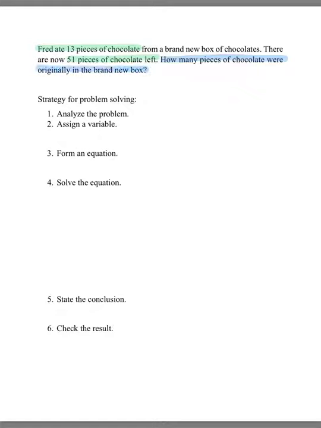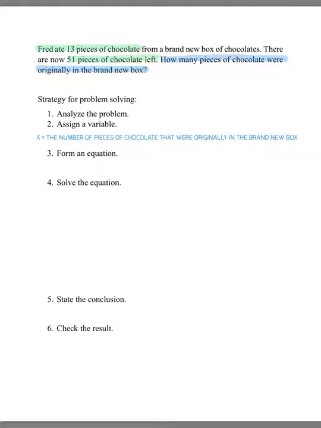So now we actually know what it is exactly we're trying to find. We want to determine the number of pieces of chocolate that were originally in the brand new box. Since that is what we're trying to find, that is going to be what we define our variable to be equal to. So here we go. x is going to equal the number of pieces of chocolate that were originally in the brand new box. Again, most of the time this is usually coming directly from the question. So there's step 2, assigning the variable, and we have already analyzed the problem.